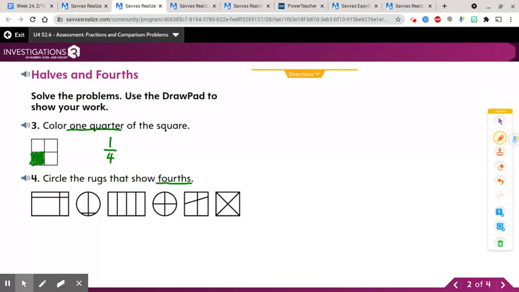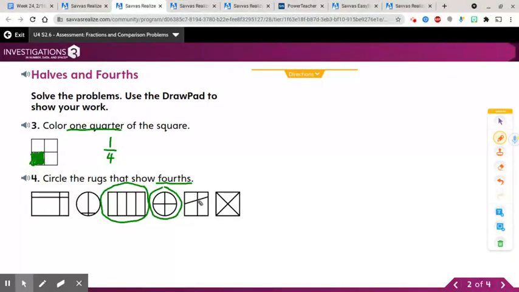All right, once you are all done drawing, let's check it. This first one shows 4 parts, but they're not equal. Same thing as this circle. 4 parts, but again, not equal. This one right here shows 4 parts, and they are equal. And this circle also shows 4 parts that are equal.